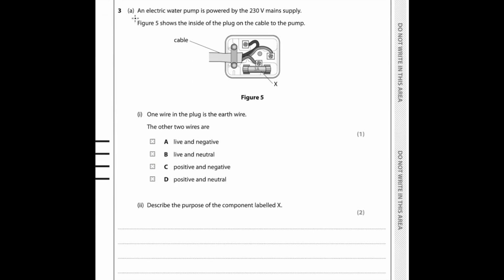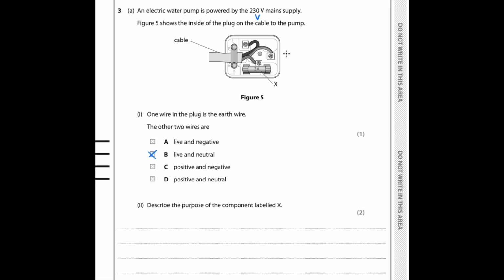Question 3A. An electric water pump is powered by the 230 volts main supply. That's the voltage. Figure 5 shows inside of the plug on the cable to the pump. One wire in the plug is the earth wire. The other 2 wires are, well, it's the live and the neutral, so that's B.